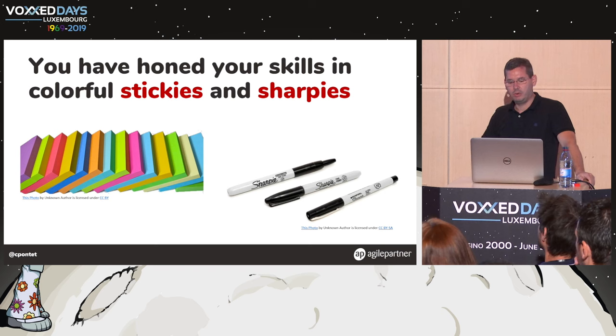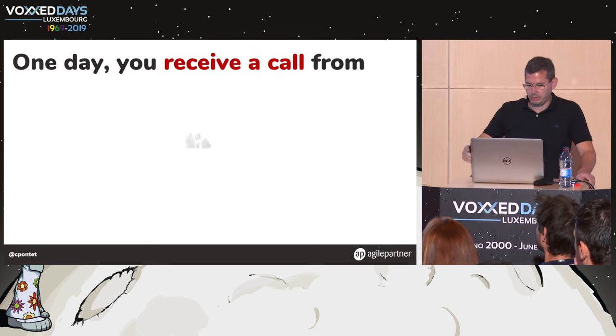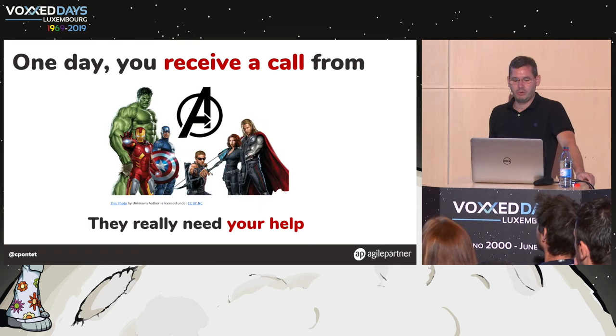And you always carry around stickers and Sharpies. You know how to write on them. You know that you should always write in capital letters. You also have a large paper roll that you carry with you, and you have your tape, and you can EventStorm anywhere you want. And one day you are called upon by the Avengers because they have a problem.